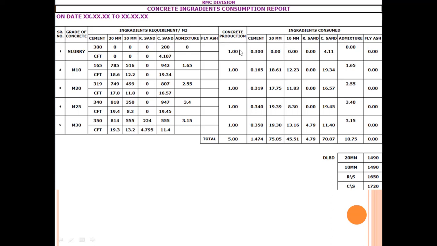And the ingredient consumed for that concrete. And then here the total aggregates used, that is the 20 mm, 10 mm, river sand, crushed sand, whatever total is used, then cement used, admixture used, we need to give the total here, whatever is used. For this we don't require to give the total amount, but here we need to give the total.